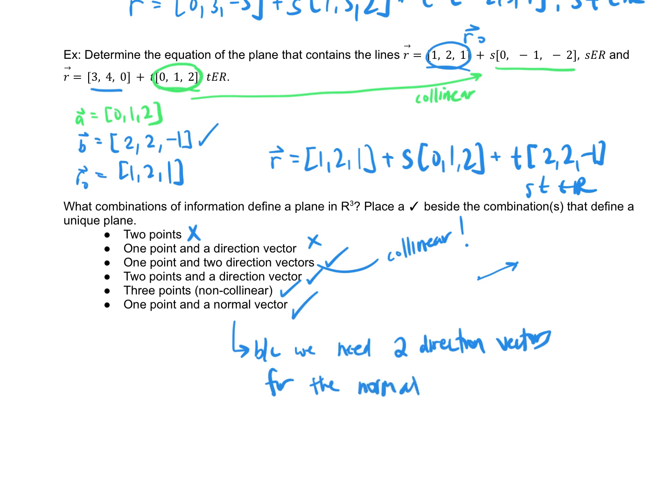And that's it for our vector and parametric equations of planes. So once again, you need 2 non-collinear direction vectors on the plane and a single point on it, or any combination that will provide you with those 2 non-collinear direction vectors and the point.